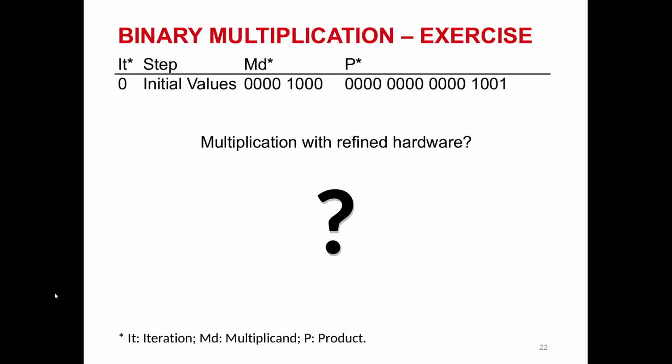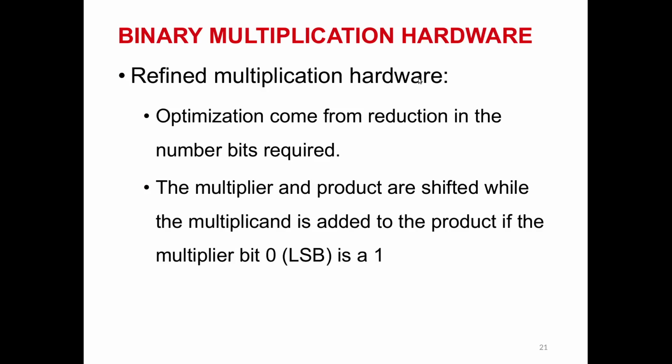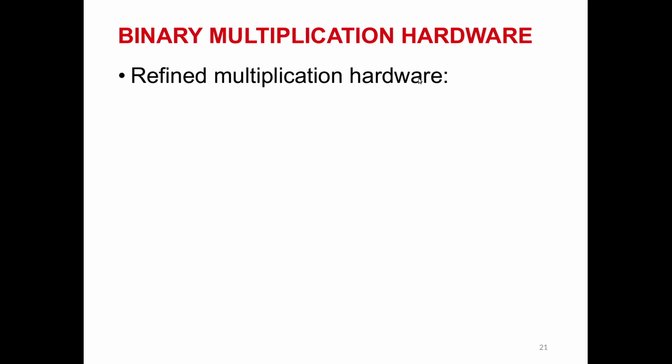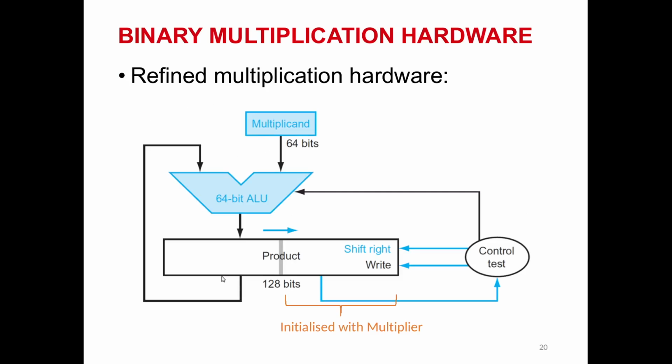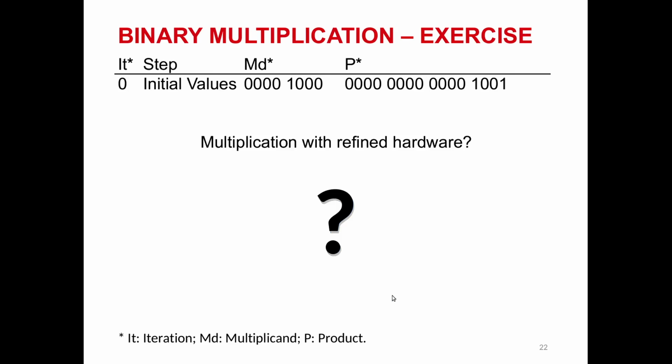Well, next we will move to our exercise using this hardware, using the refined multiplication hardware. And here is the question for our exercise. In binary multiplication using the refined hardware, we have the initial value of MD or multiplicand as 0, 0, 0, 0, 1, 0, 0, 0 or 8.